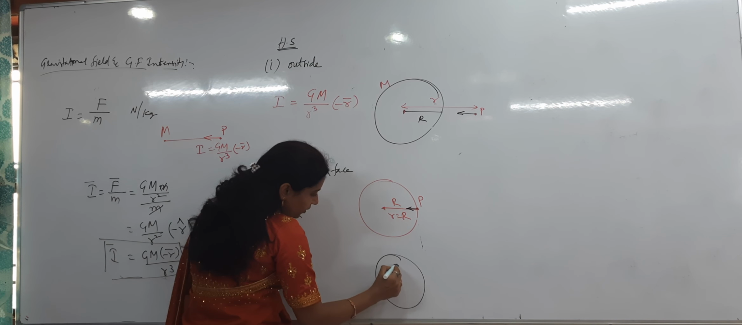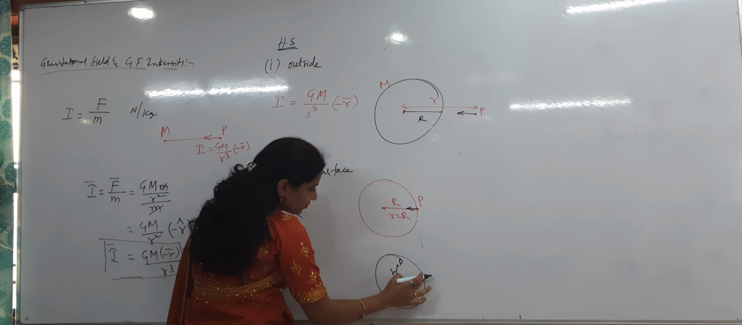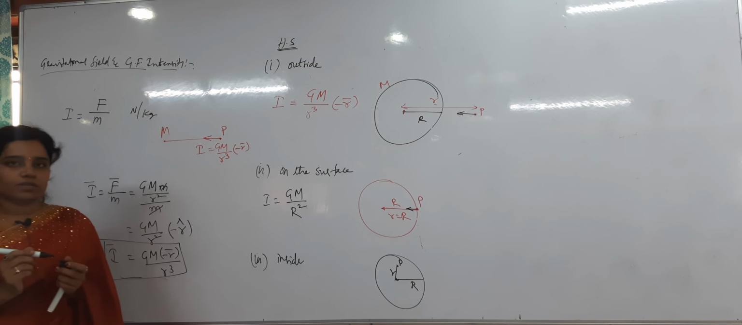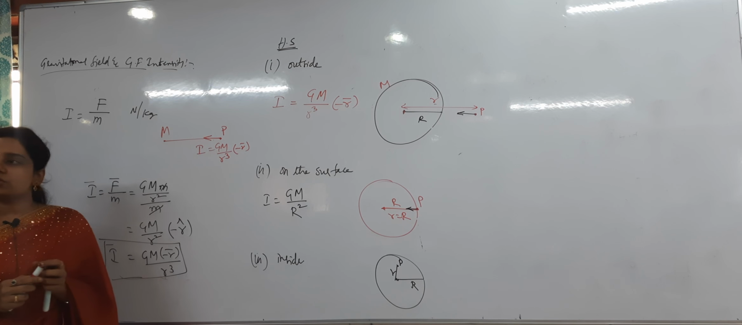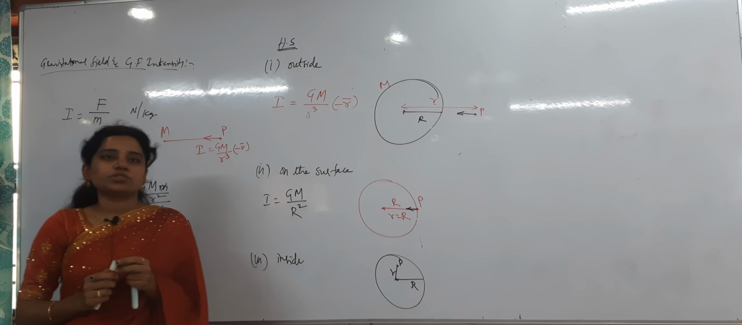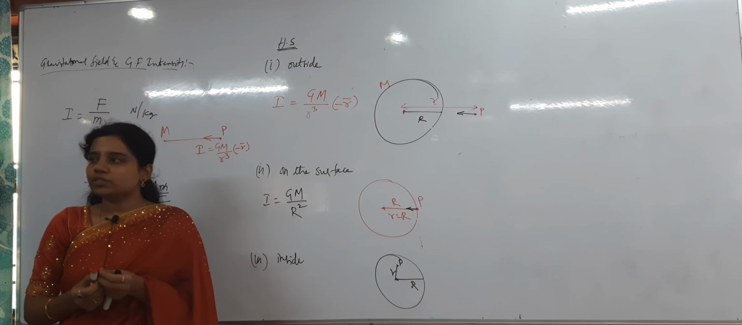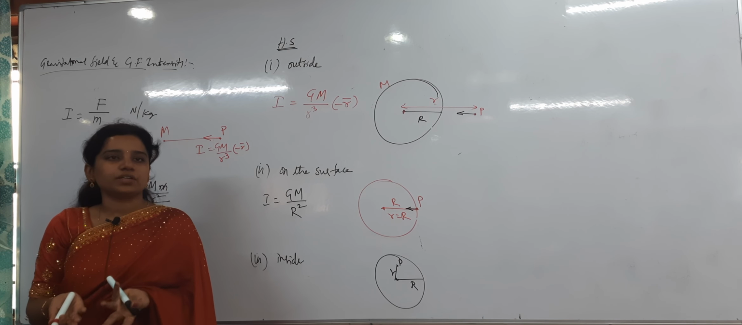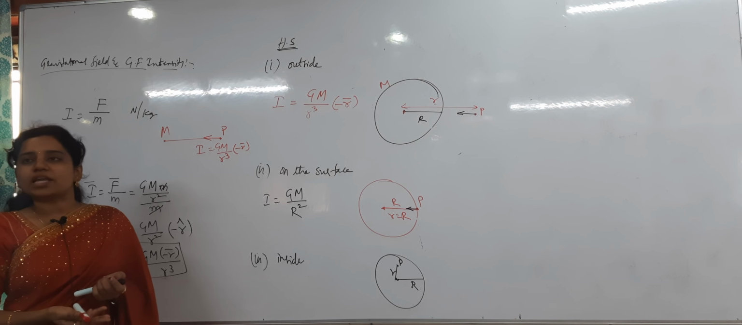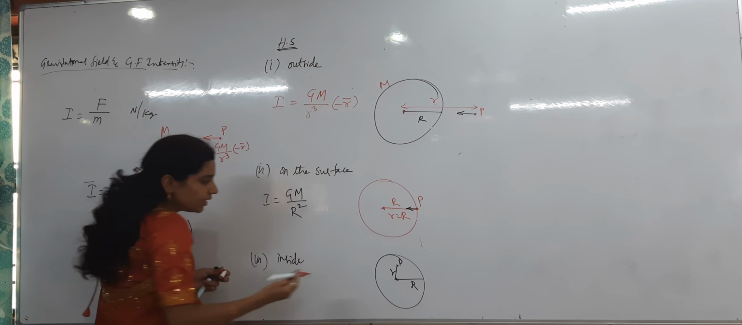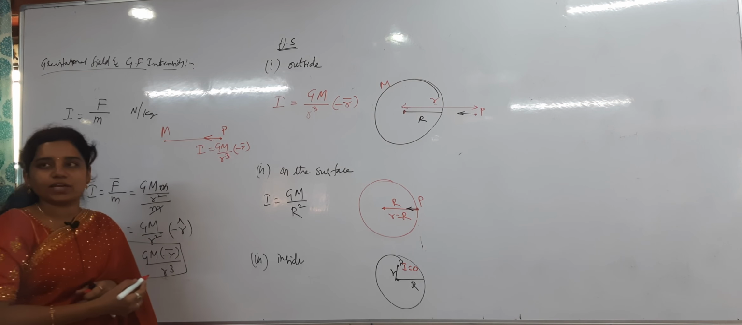Inside, let me take point P. This is the R at small r distance. What is the intensity inside of the hollow sphere? Zero, right? Where there is no mass, there is no gravity. Where there is no charge, there is no electric field. If charge is not there, then the electric field is zero only. In the same way, where there is no mass, there is no gravitational field also. So here the gravitational field is zero only. Inside we are measuring.